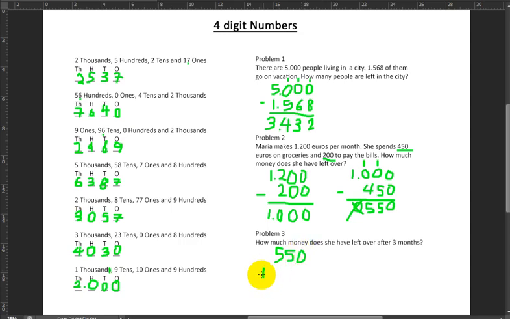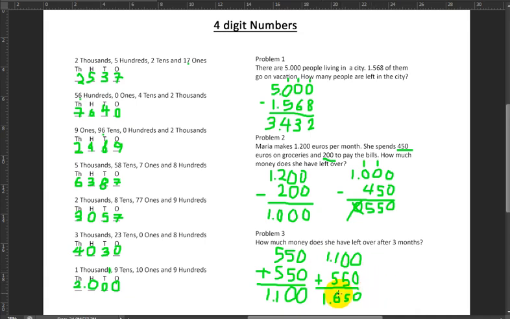So if I do 550 plus 550, I get 0 plus 0 makes 0. 5 and 5 makes 10, so 0 and 1 that I carry over. 5 and 5 makes 10, and 1 that I carry over makes 11. So I'm going to do this plus 550. So 1,100 plus 550. 0 plus 0 is 0. 0 plus 5 makes 5. 1 plus 5 makes 6. 1 plus nothing makes 1. So my answer should be 1,650.